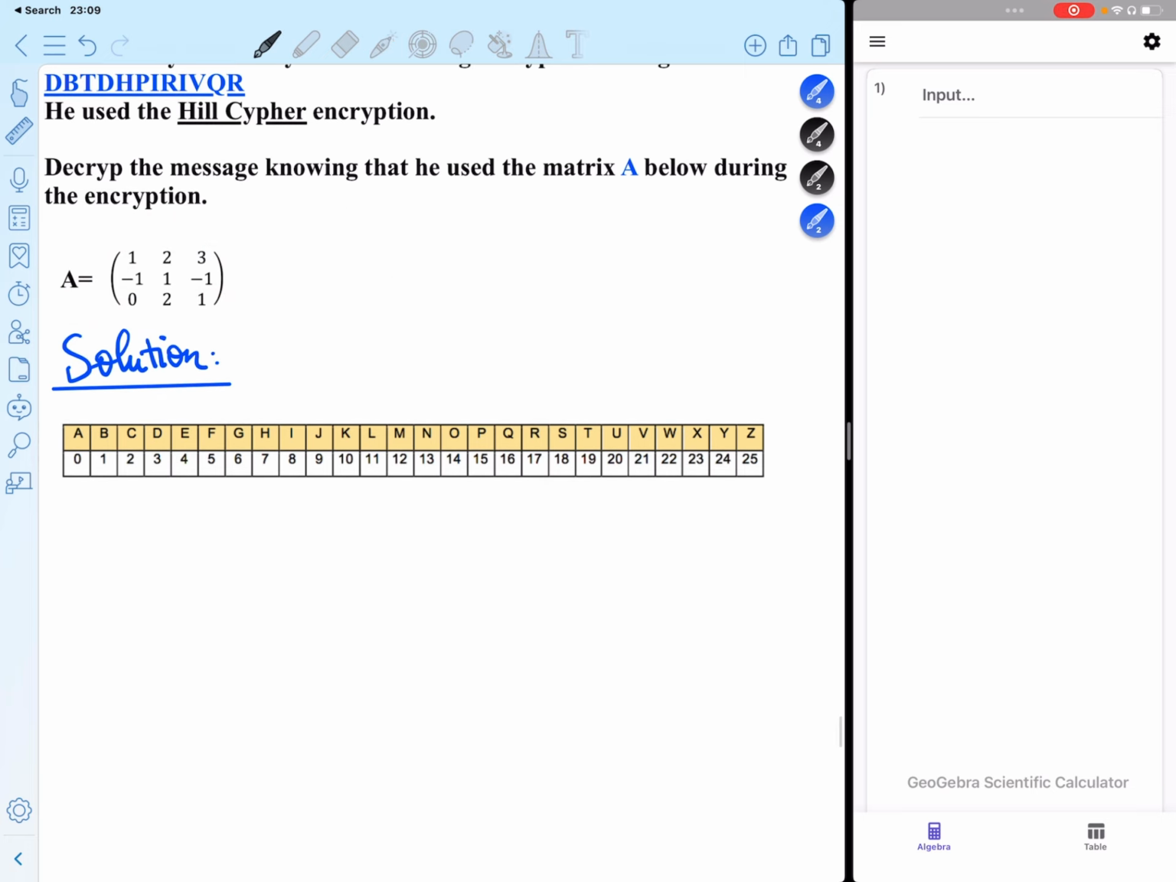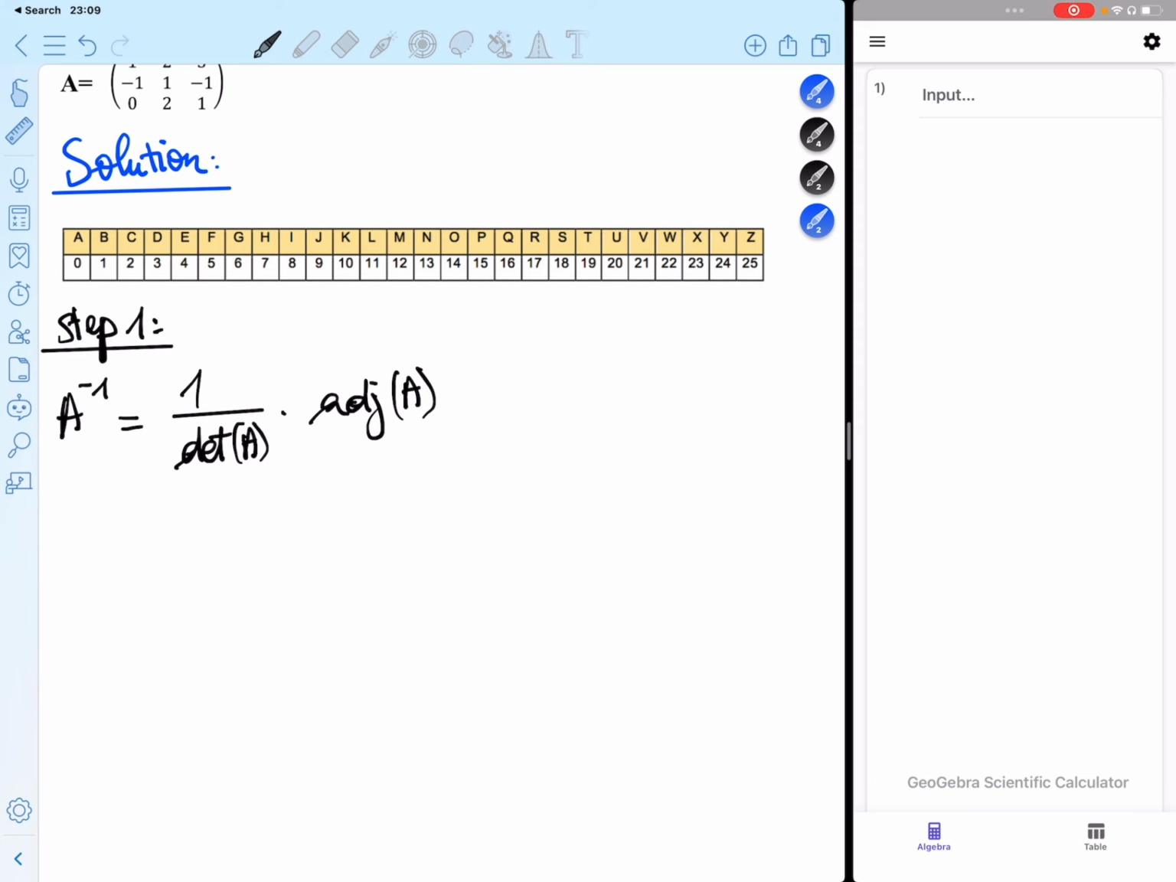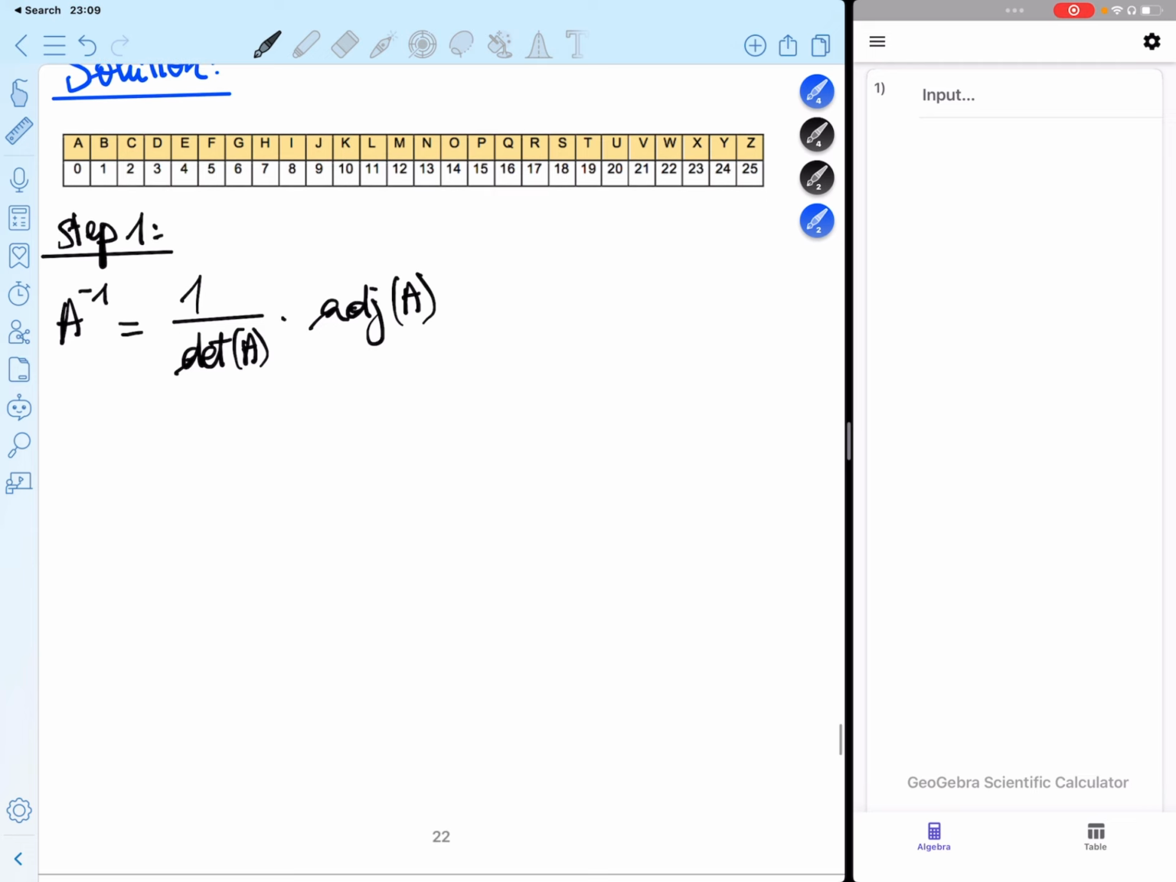So step one, let's find A inverse. And we know the formula for A inverse. I did a video on how to find the inverse of a matrix. You can have a look on that. So we have A inverse is equal to 1 over the determinant of A times the adjoint of A. So if we have a matrix and we want to find the inverse, we take the product between the adjoint and the inverse of the determinant.